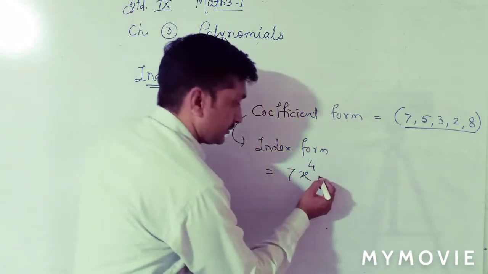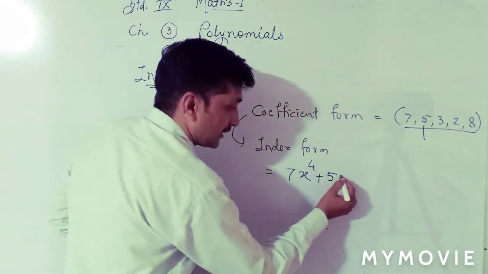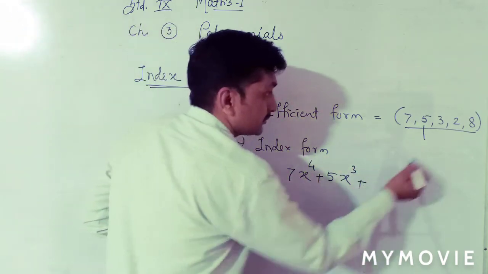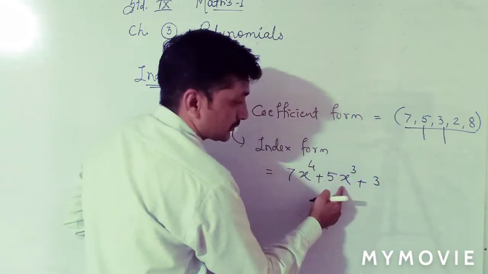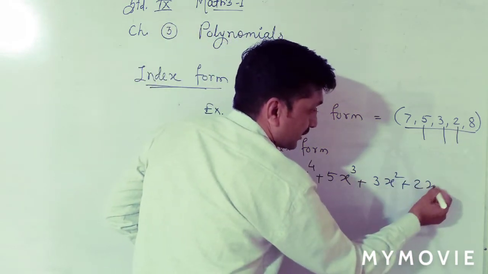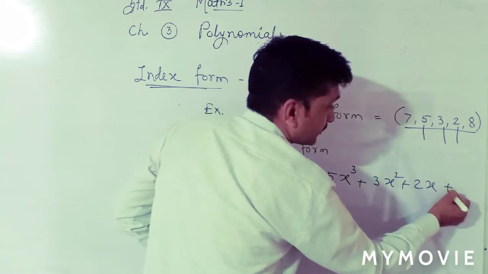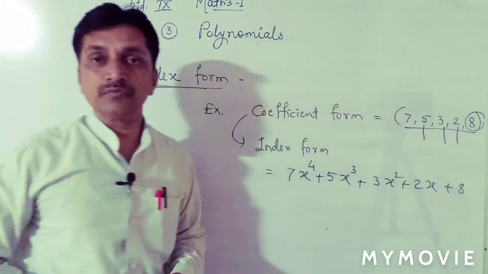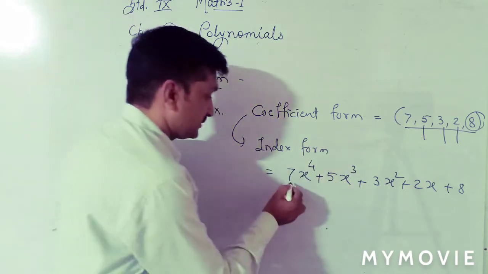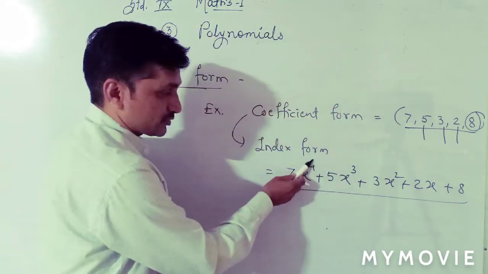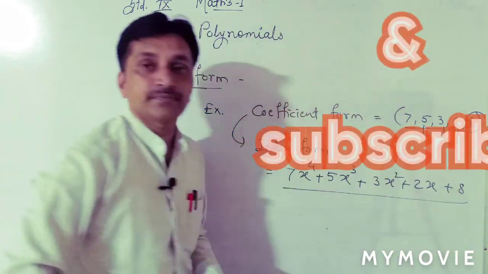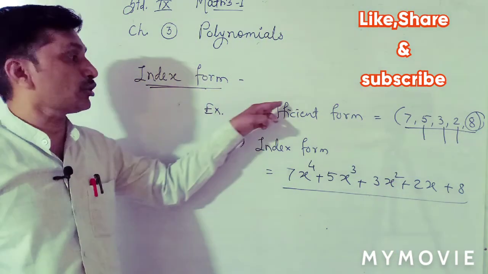Now continue. Plus coefficient 5, x raised to, after 4, 3. x raised to 3. Plus next 3, x raised to 2. After that plus 2, x, after this 1. And plus 8, a constant number. The last will always be a constant number. Now this is index form: 7x raised to 4 plus 5x cube plus 3x square plus 2x plus 8. That is the index form of this coefficient form.